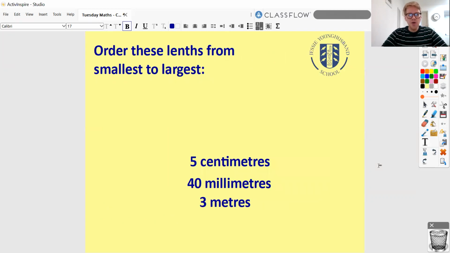Here's question number two. I'd like you to have a go at ordering these lengths. Order these lengths from smallest to largest. So you've got 5 centimeters, 40 millimeters, and 3 meters. Have a chat about that. Try to order those from smallest to largest.